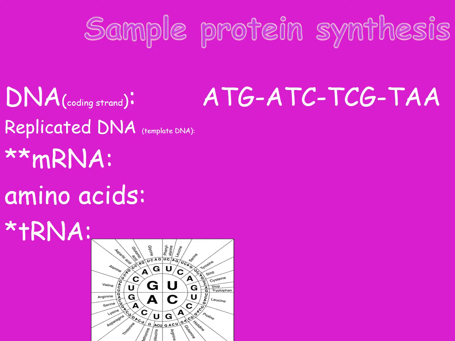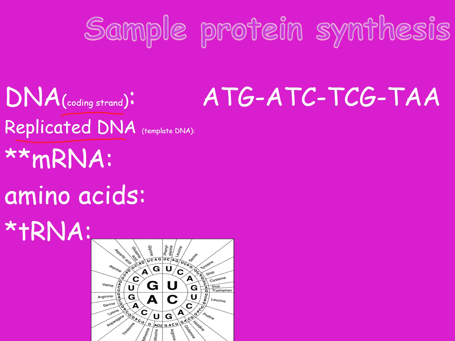So let's try to do a problem together. This is called simple protein synthesis. So remember we get DNA, and as you see here, this is our coding strand. So the strand that you usually get on your EOC, it will be specific. It will say, hey, this is a strand of DNA, make a complementary strand of DNA, which will be this one, okay?